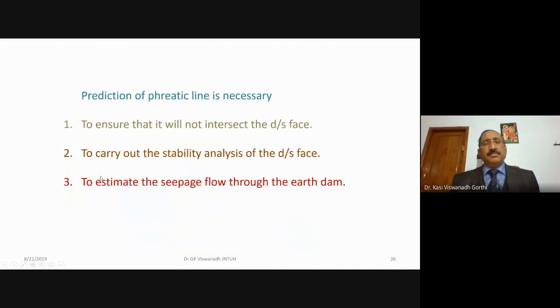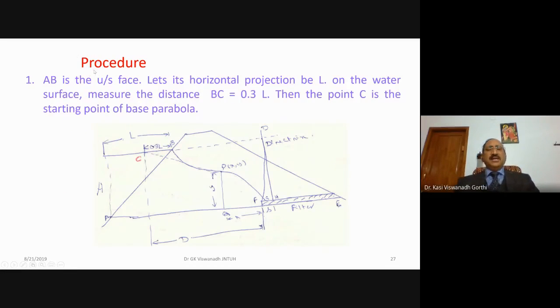So let us see this one by one. The prediction of the phreatic line is necessary to ensure that it will not intersect the downstream face. We have already seen the problems when it intersects the downstream face; there is a possibility of failure. It is also needed to carry out the stability analysis of the downstream face, to check whether the embankment is safe, and to estimate the seepage flow through the dam. So we need to identify the phreatic line in a dam. The graphical procedure for locating the phreatic line in an earth dam is given here.